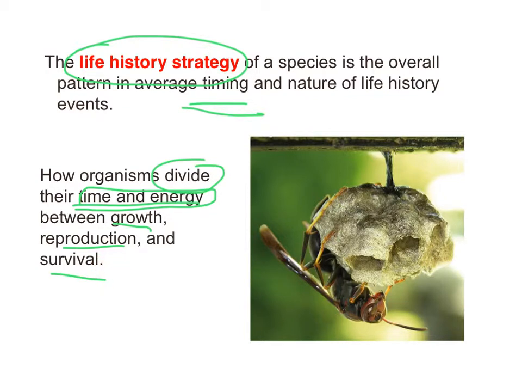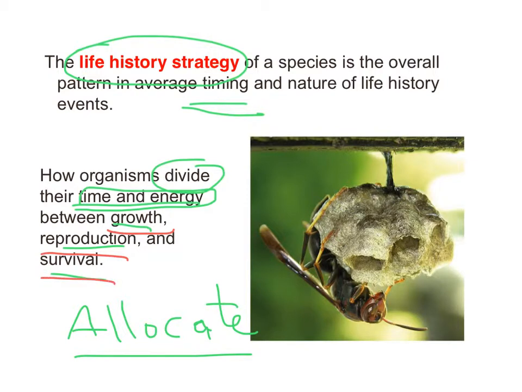So how do different organisms or different species budget or allocate? And that word allocation, how do individuals allocate their energy and time between these three major ecological parameters? Again, we're talking about growth, reproduction, and survival. How do organisms allocate time and energy between these three major ecological parameters? That is what we mean by a life history strategy.